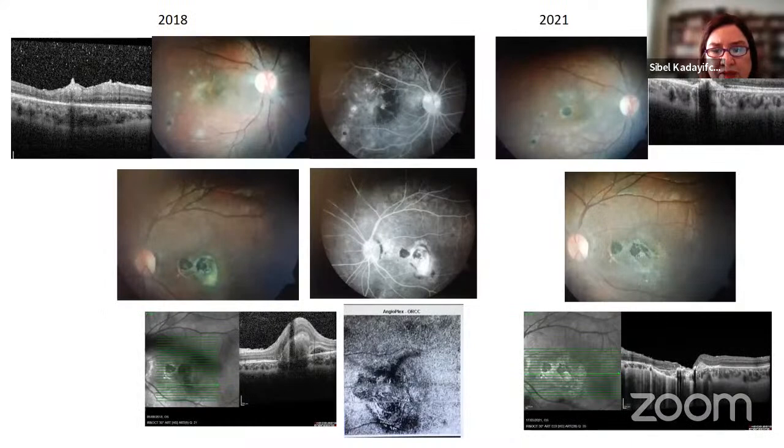Another case I would like to mention, which we saw in 2018: a 9-year-old girl with bilateral toxoplasmosis lesions, with active lesions on the right-hand side and with active choroidal neovascularization on the left-hand side, treated with antitoxoplasma therapy. In addition, we also gave anti-VEGF injections to the left eye 2 times. And in 2021, she had 0.2 vision in the left eye and 0.5 vision in the right eye.